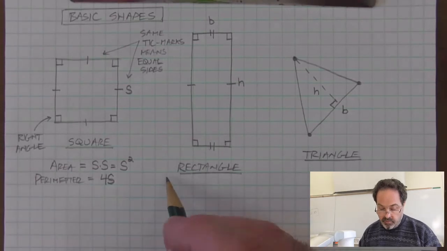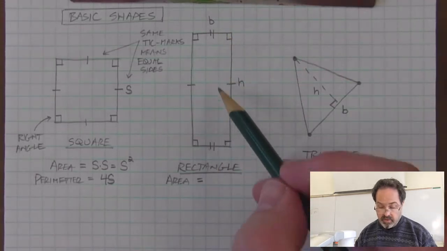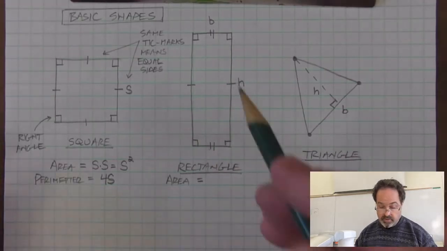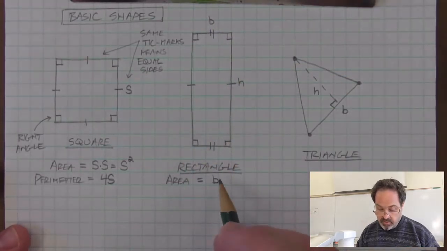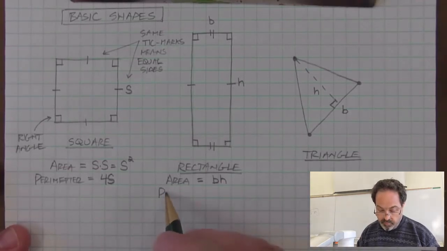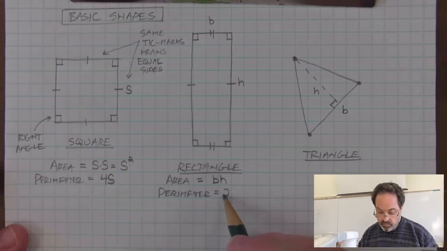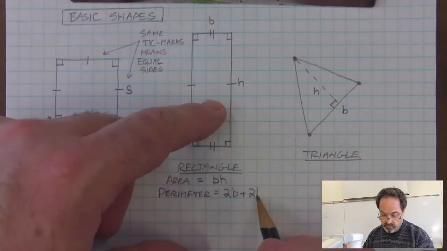A rectangle's area formula is its base times its height. A base of a shape does not necessarily need to be at the bottom. In this case, the base was labeled here, and the height, so the area is that base times height. The perimeter, the sum of the sides of a rectangle, is going to be 2 of the base sides plus 2 of the height sides.